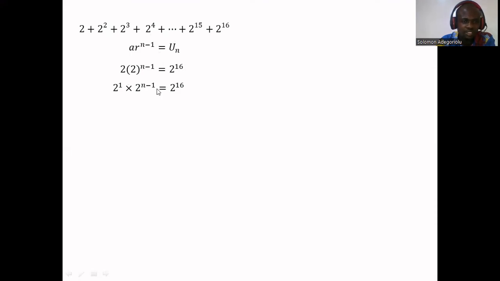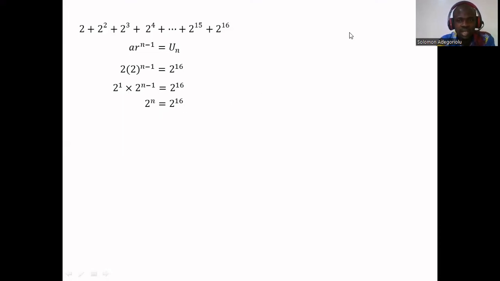So all we need to do is to get the number of terms first. By splitting this, we have 2 raised to power 1 times 2 raised to power n minus 1, which is equal to 2 raised to power 16. Now, using the law of indices, when you have the same base, you work the power out. So 2 raised to power n is equal to 2 raised to power 16.